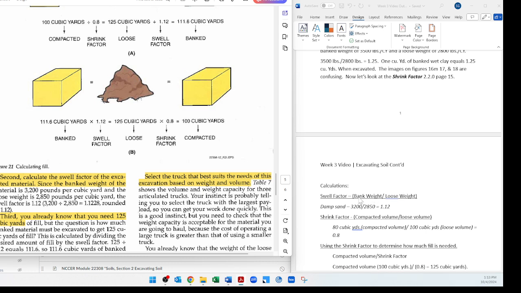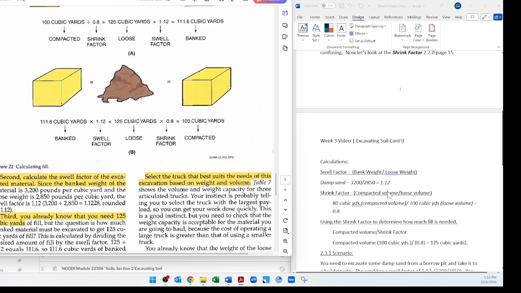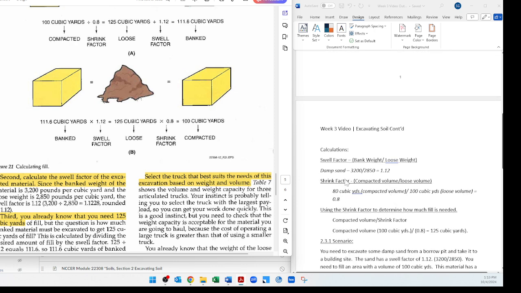The swell factor is the bank weight divided by the loose weight. I gave you the example of the sand that you're going to be delivering right there. It's going to have a swell factor of 1.12 because it's 3,200 bank and 2,850 loose, and that's going to give you that swell factor. Now the shrink factor, this is a different animal.